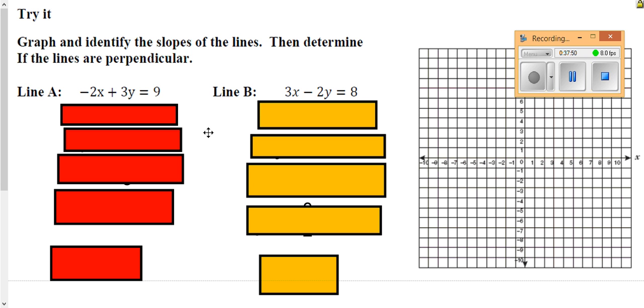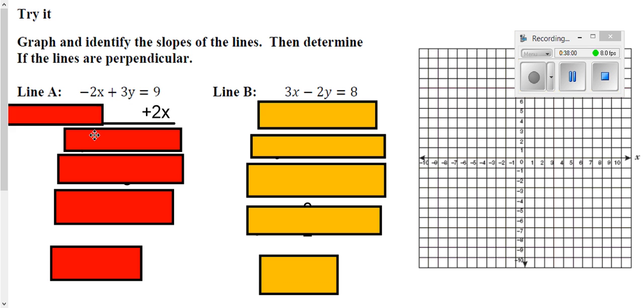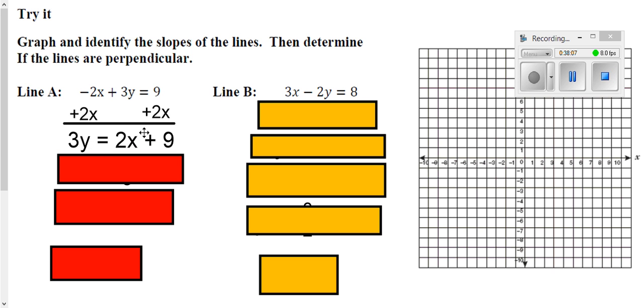I know it's been a long lesson here, almost 40 minutes right now. So we got our two equations. Neither one is in slope-intercept form, so let's solve them. Let's get rid of these x's here. We got -2x, so let's cancel that out with +2x and get this 3y by itself. So we got a 3y equals on this side, we got the 2x and then a +9 plus 9. Now let's get rid of that 3 to get y by itself by dividing everything by 3. Divide by 3, divide by 3, divide by 3.